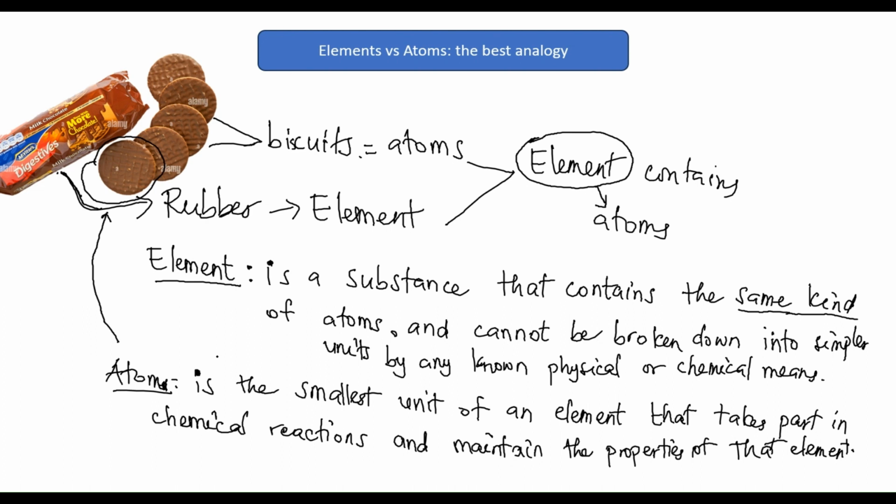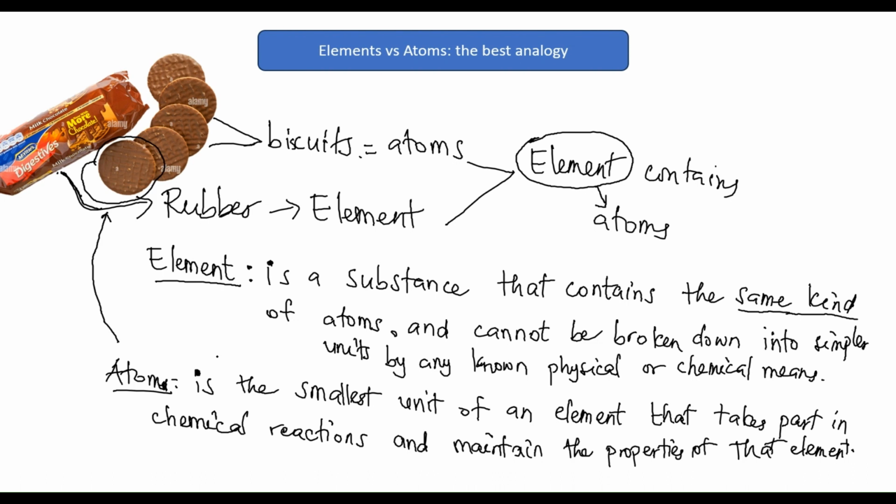There's the analogy. Atom is one of the biscuits, right? So an atom is the smallest unit of an element that takes part in chemical reactions and maintains the properties of that element. This is about elements and their atoms. I hope by the end of the day, you all have a visual understanding, a clear picture of the difference between elements and atoms.